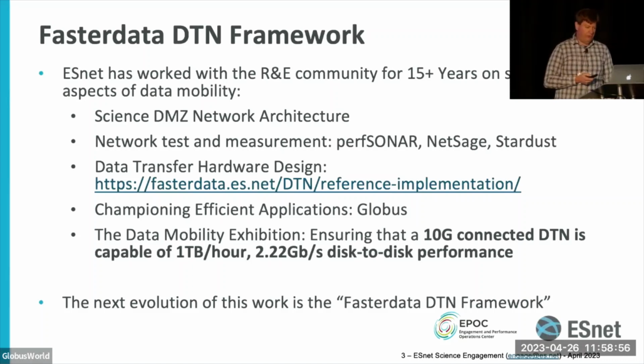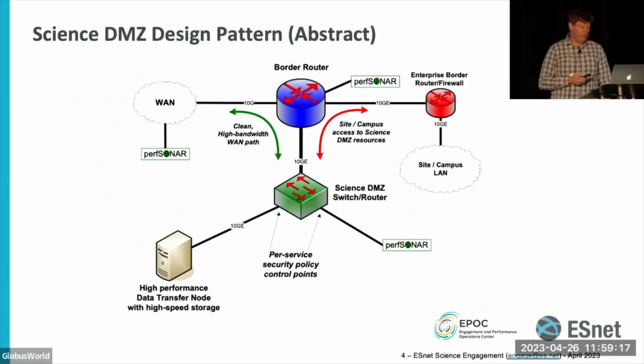What we had wanted to do is try to get everybody with a 10 gig connected DTN capable of hitting a very, very simple baseline of about a terabyte an hour, which really is about 2.2 gigabits per second in terms of disk to disk performance. And that's pretty achievable with current hardware today. We're going to be trying to get a little bit better with some of our major facilities, though.